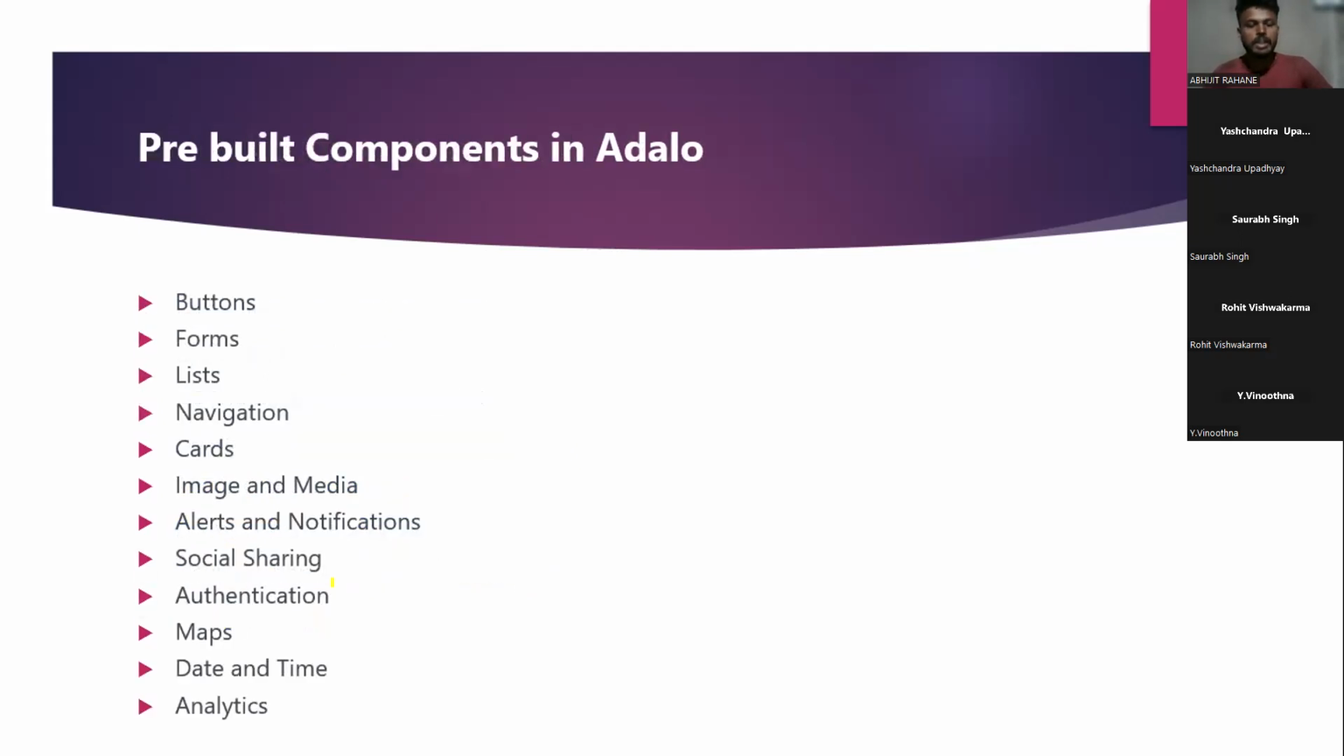The next is pre-built components in Adalo. Adalo provides a library of pre-built components that you can easily incorporate into your app design. These components are designed to save your time and effort in building common app functionality. These are the components we can use in this application: buttons, forms, lists, navigations, cards, images and media, social sharing, alerts and notifications, authentication, map, date and time, analytics.